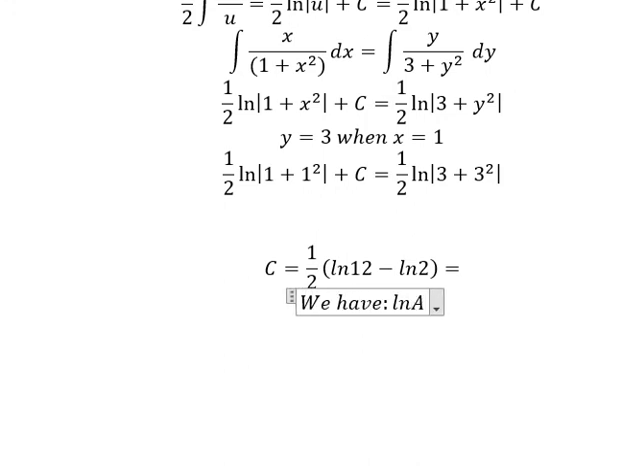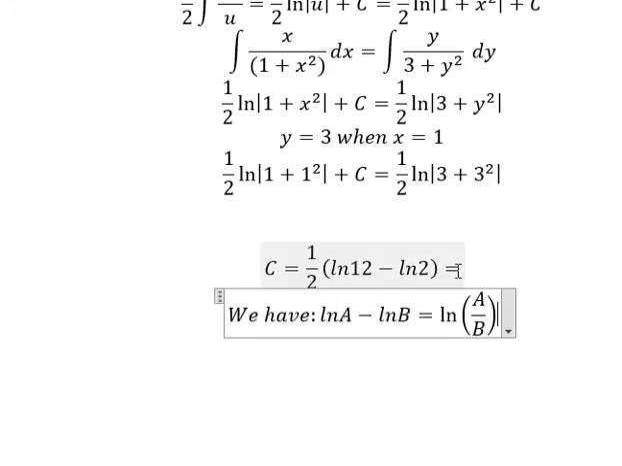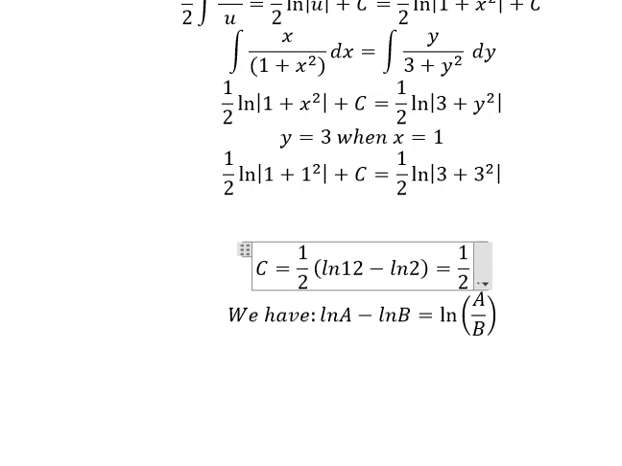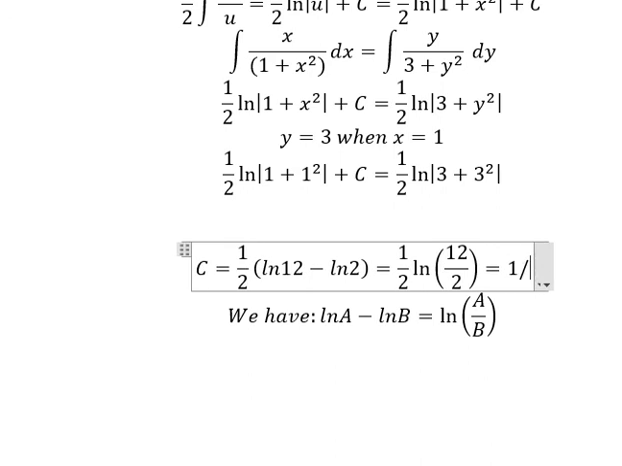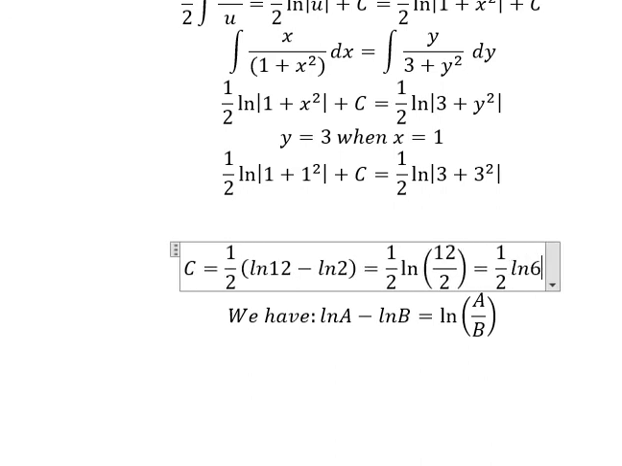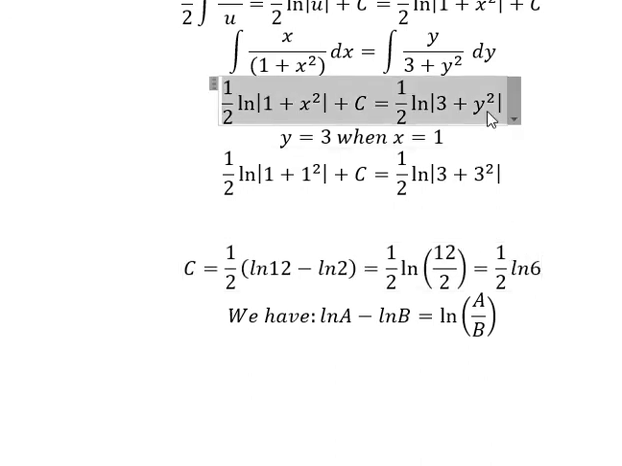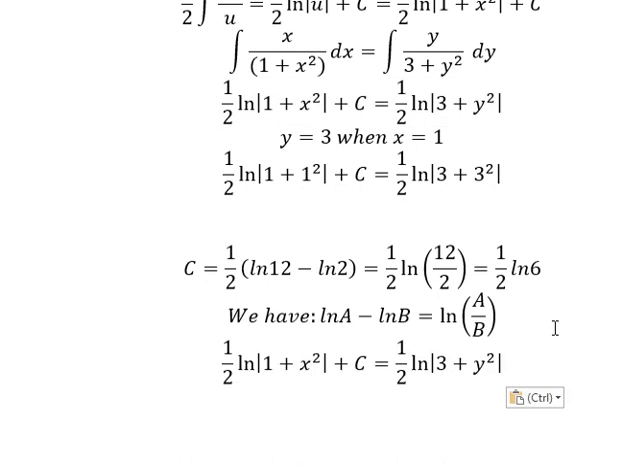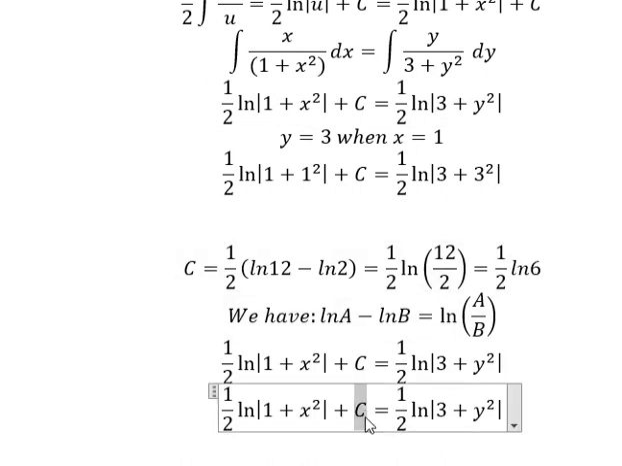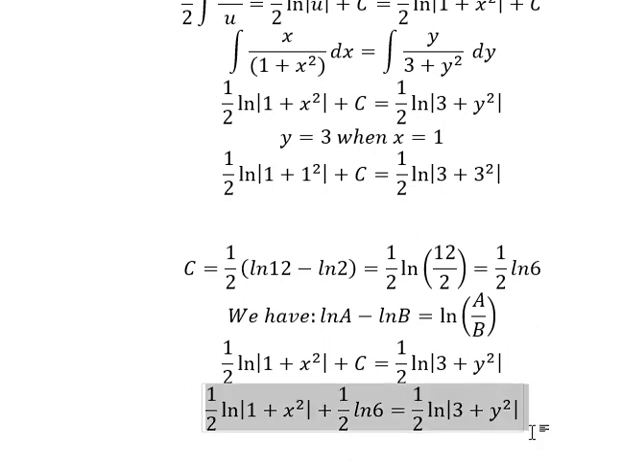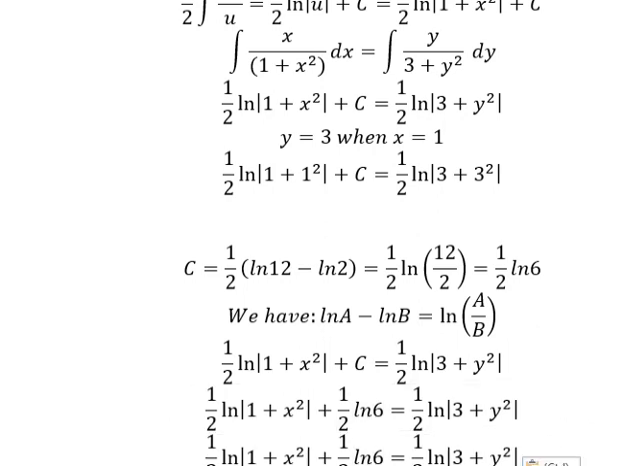ln a minus ln b equals ln of a over b. So if we apply this one, we have ln of 12 divided by 2 equals 1 over 2 ln of 6. And now we go back in here. So I will put c equals this one here. Now we simplify 1 over 2 on both sides.